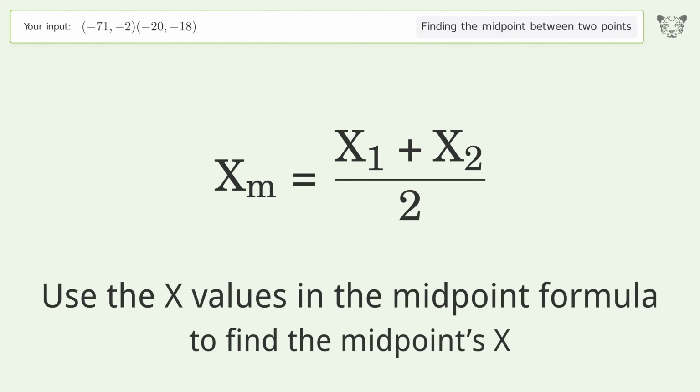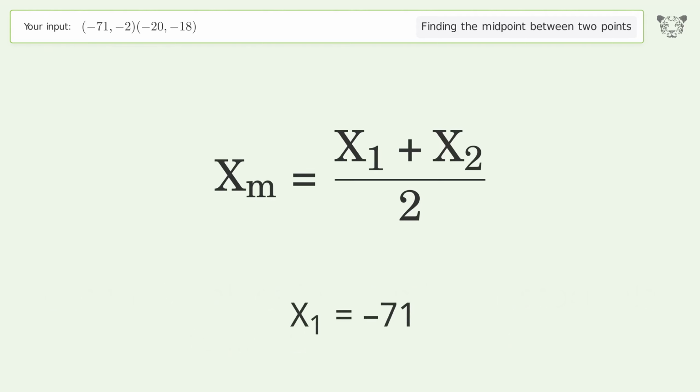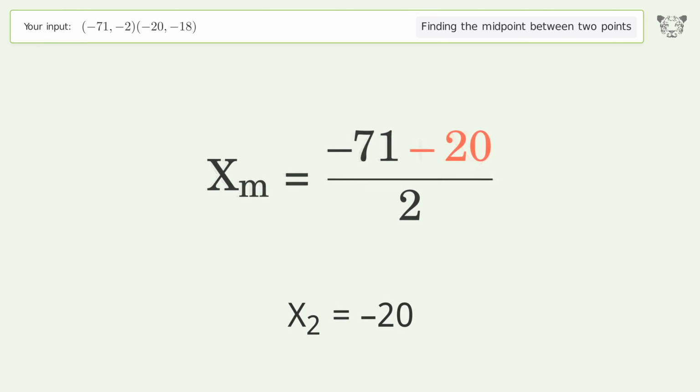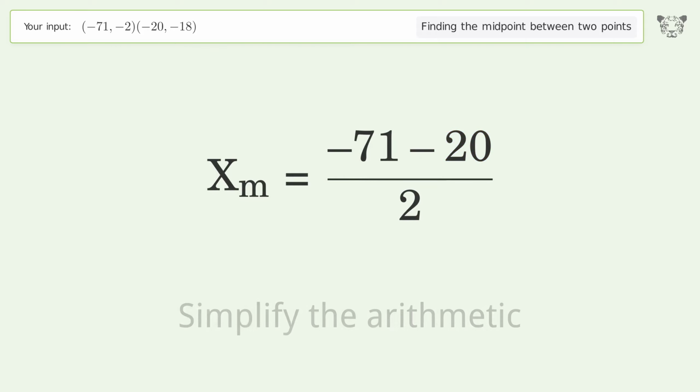Use the x values in the midpoint formula to find the midpoints x. x1 equals -71. x2 equals -20. Simplify the arithmetic.